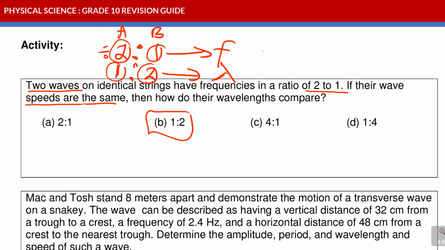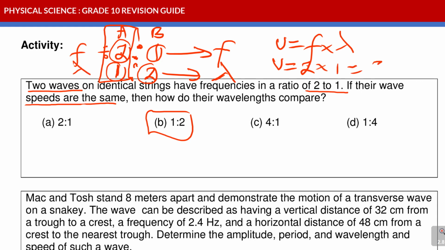All right. So for example, remember, V is frequency times wavelength. What is my frequency in the first one? 2:1. So V is equal to 2. So this is wave A. So this is my F, this is my wavelength. 2 times 1 is 2 meters per second. What about the second one? See, V is equal to 1 times 2, which is equal to 2 meters per second. I hope you got that.